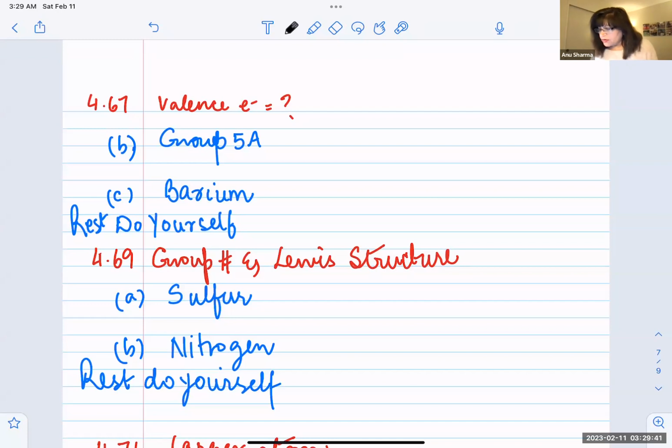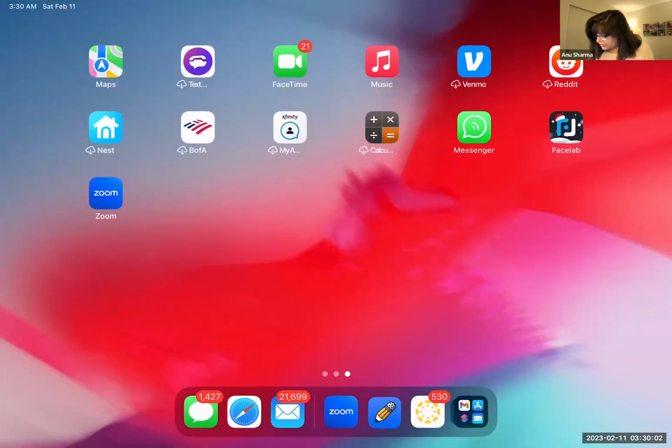Okay, so now group 5A. This 4.67 question is asking how many valence electrons there are. Remember, the group number corresponds to the valence electrons, so 5A means 5 valence electrons. Barium. Now, how many valence electrons are in barium? Let's say you don't remember.